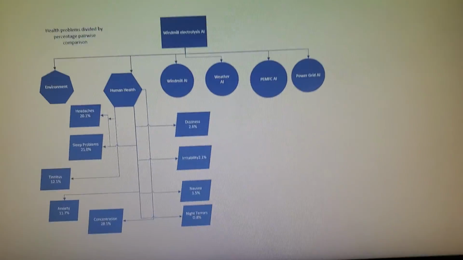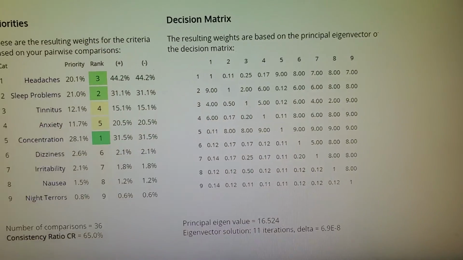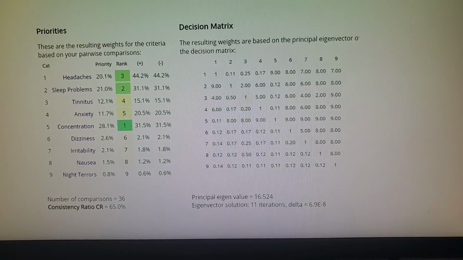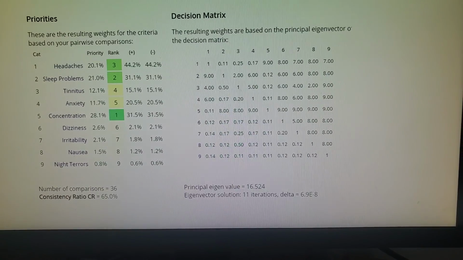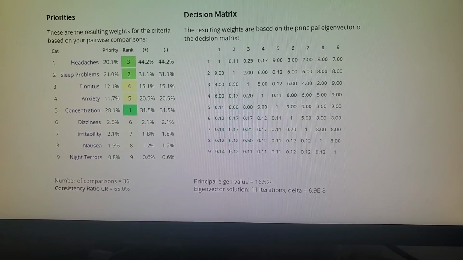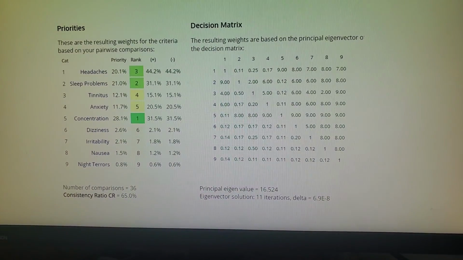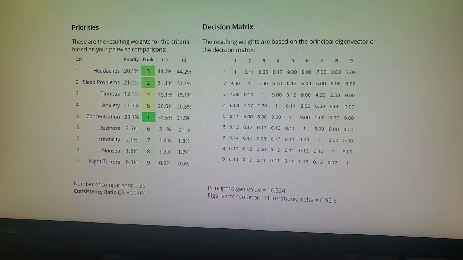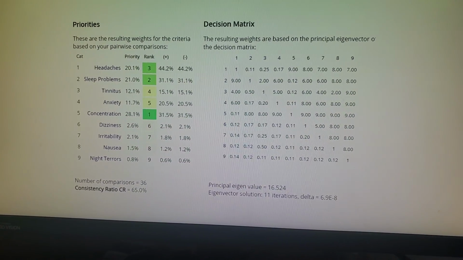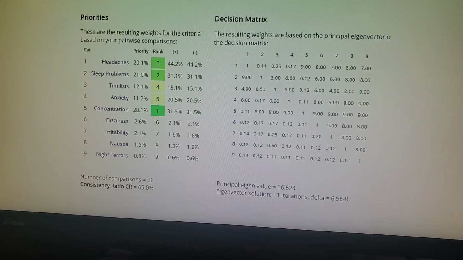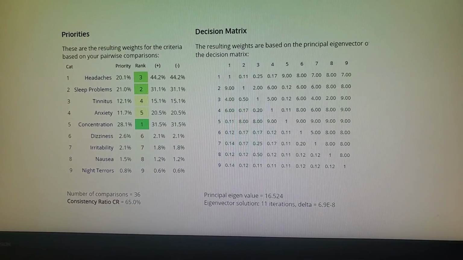All right. Now we have the priorities in the decision matrix again. And as you can see, I prioritize concentration the most. And then sleep problems, headaches. What I like the least is tendinitis. I hate night terrors. That's my lowest percent. I hate nightmares. And then there's your decision matrix.